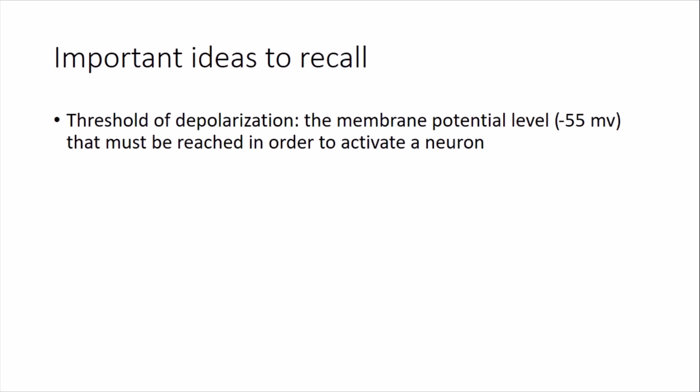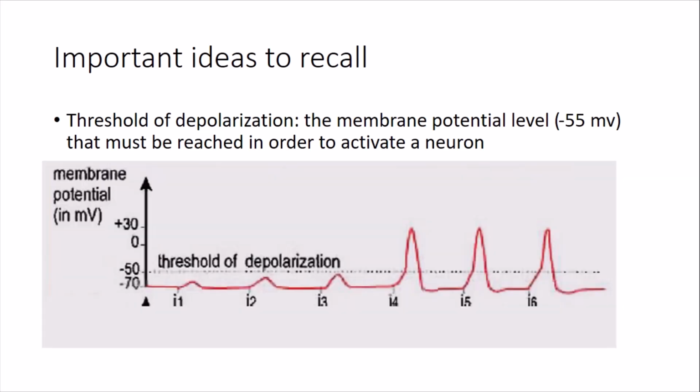First of all, the threshold of depolarization. We said it's the membrane potential, minus 55 millivolts, that must be reached in order to activate a neuron. If you remember this diagram from the previous activities, this is the threshold here, minus 55. Waves or membrane potentials that do not reach the threshold will simply fail and will not form action potentials. Only those that reach the threshold of depolarization will succeed and will form action potentials. So this is the first idea.